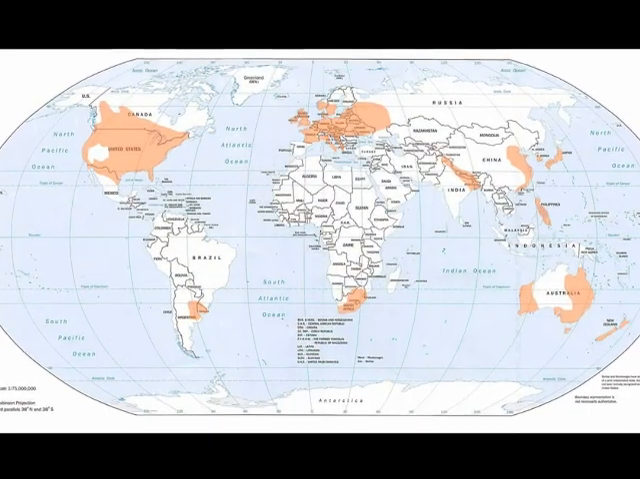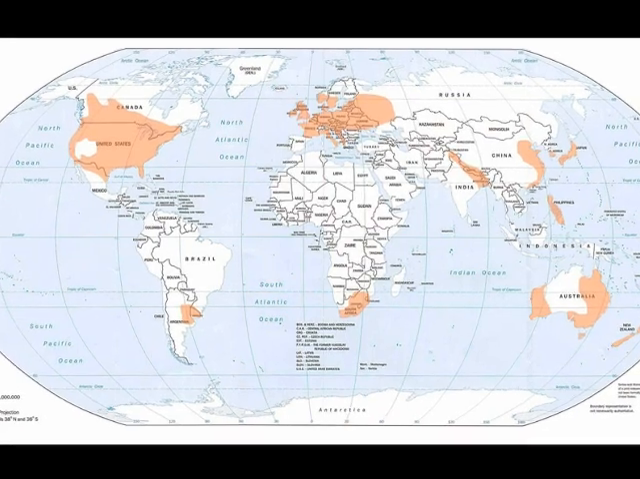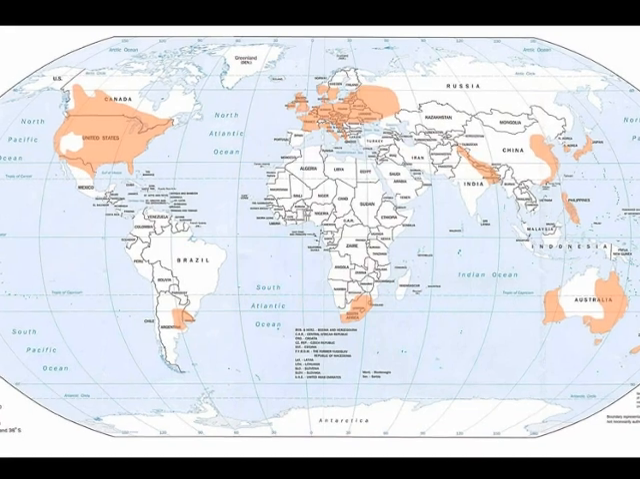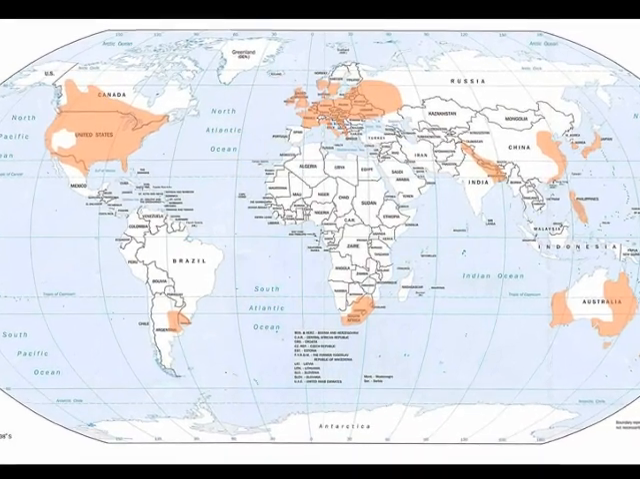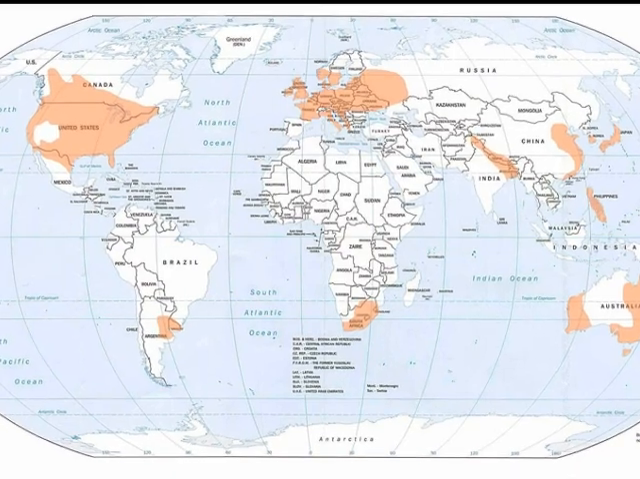Here we have a diagram that shows where tornadoes happen. As you can see, the United States and North America is where tornadoes most frequently happen. Australia also has some, and some parts of Europe.